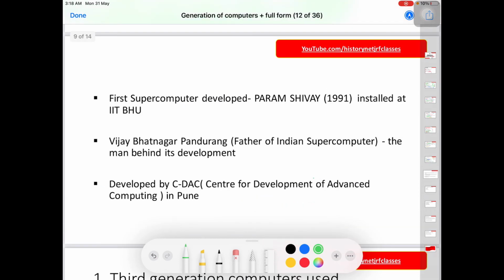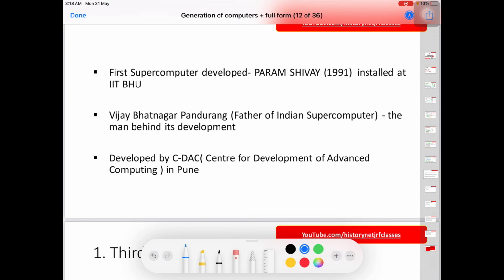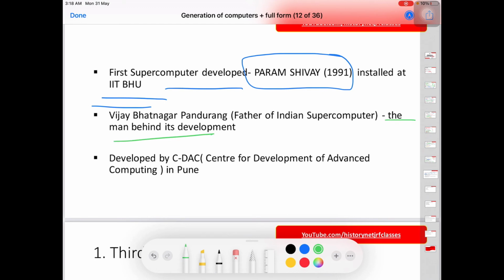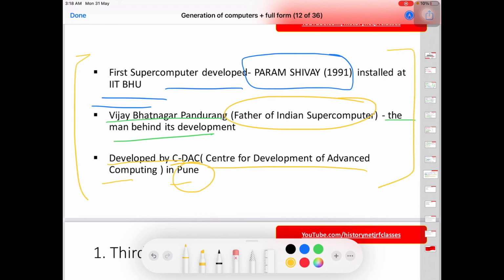The first supercomputer developed in India was known as Param Shiva, in 1991, and it was installed at IIT BHU. The man behind its development was Vijay Bhatnagar Pandurang. He is also known as the father of the Indian supercomputer. It was developed by CDAC, Centre for Development of Advanced Computing in Pune. So this is a brief about supercomputer development in India.